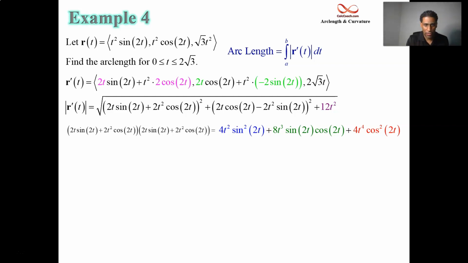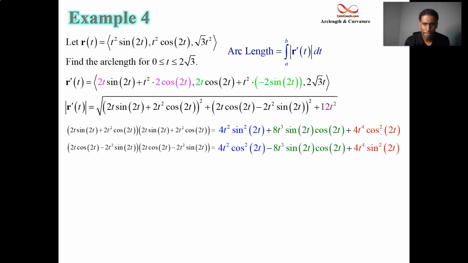Now, there's only a slight change with the second set of parentheses that is squared. There's a minus, and the cosine and sine are flipping places, but the concept is still the same. We'll FOIL it out. I'll color code it the same kind of way. For F from FOIL, we get the 2t cosine 2t and the 2t cosine 2t. That's how we get the 4t squared cosine squared 2t.